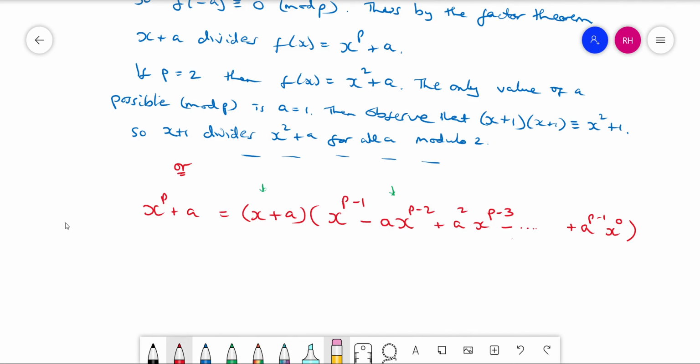And then by Fermat. Well, actually, it doesn't really matter. At this stage, we've proven that it's reducible. So x to the p plus a is reducible.